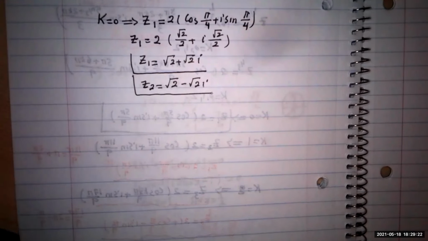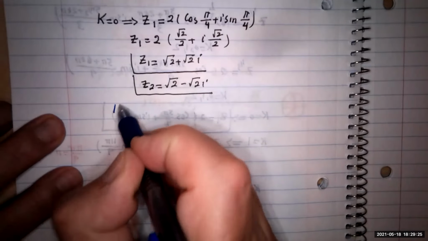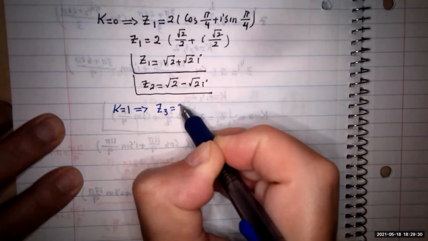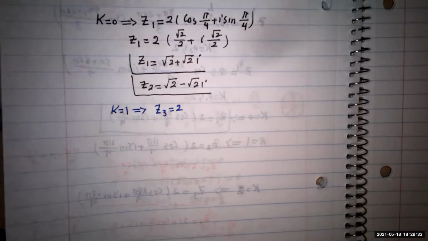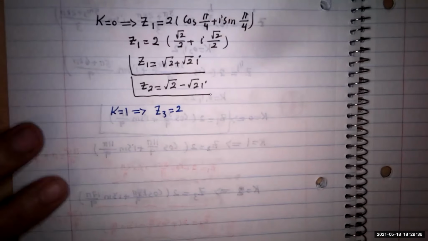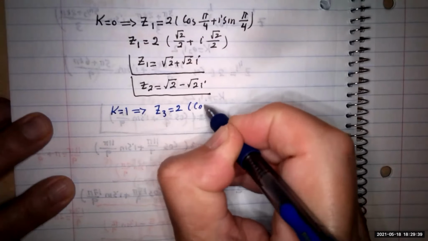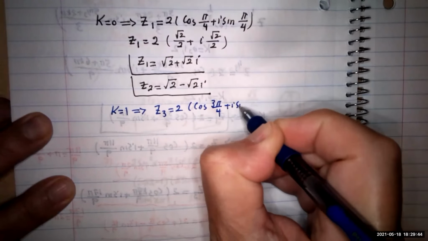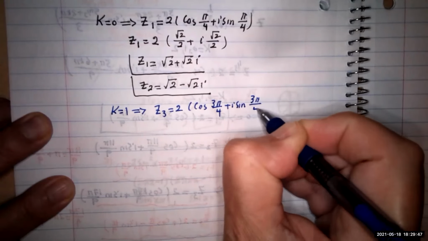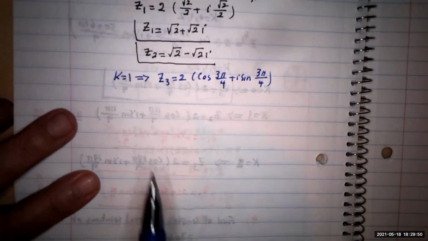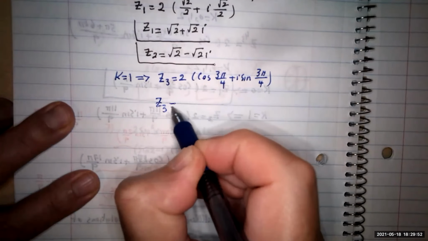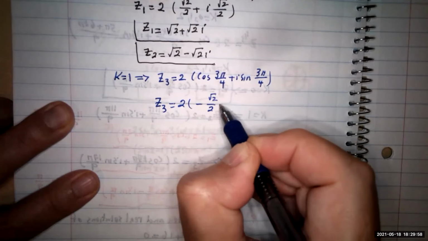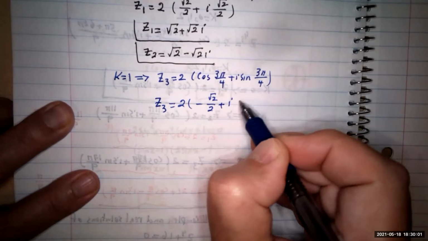So let's say k equal to 0 gave us the first. We need 2 more, so we go with k equal to 1. We get z3. If you put k equal to 1, that gives you 3pi/4. So it's going to be 2 cis of 3pi/4, cosine of 3pi/4 plus i sine of 3pi/4. 3pi/4 is in the second quadrant. So the cosine is negative radical 2 over 2, and this is going to be plus i, the sine stays the same.